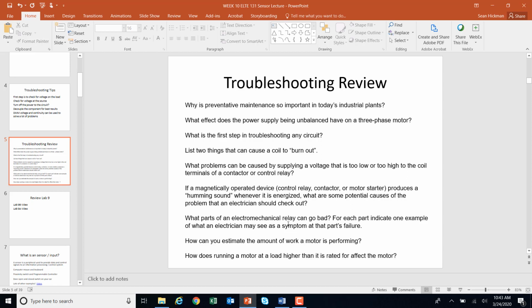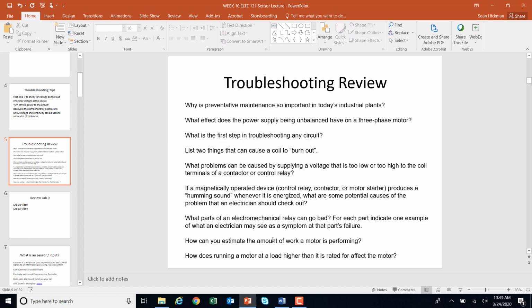Another part of the relay that could go bad would be the contacts. So the relay's got contacts that open and close, and what happens is if they're arcing a lot, they get pitted and then they fail. Okay, so if it's a repairable contact, you could go in there and put in new contacts.